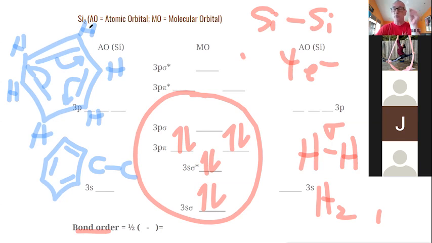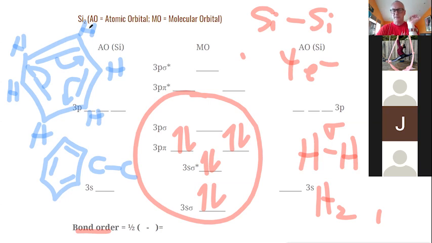Nope, it's not two. Two would be a double bond. Remember, it's stronger than a single bond, but not as strong as a double bond. That length is longer than a double, but shorter than a single. So it's in between. So the bond order is in between one and two.